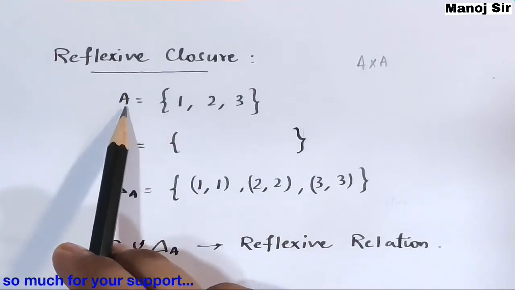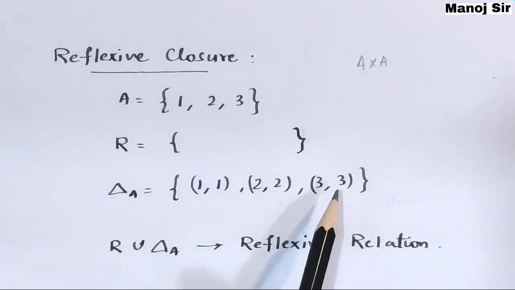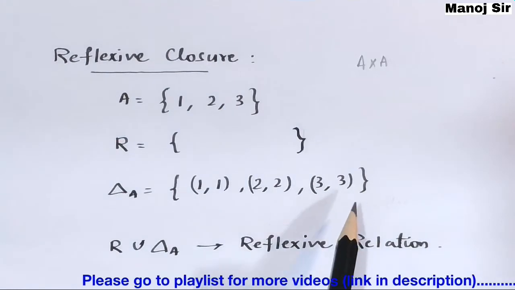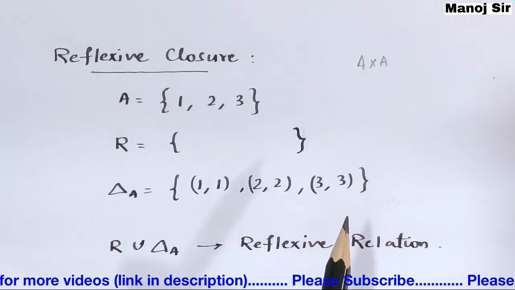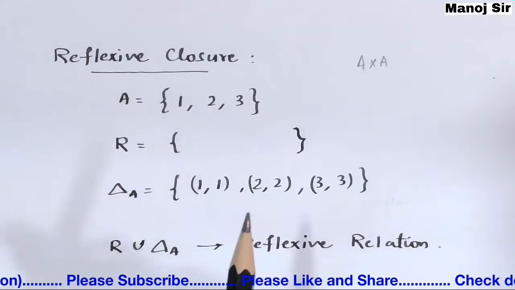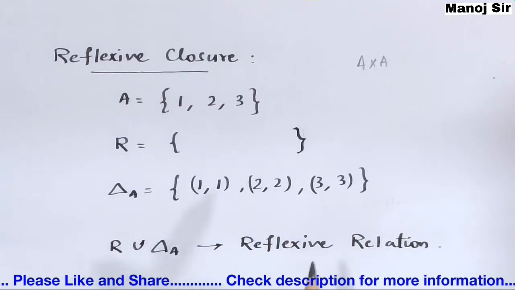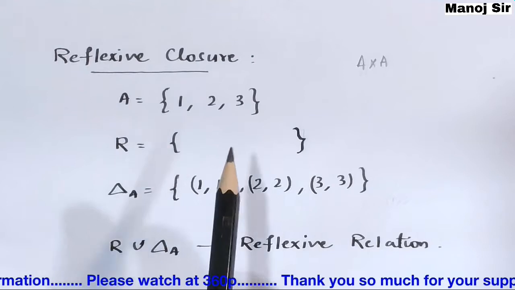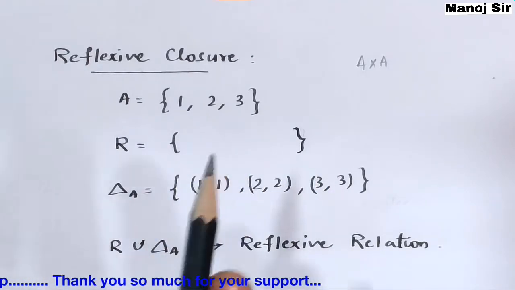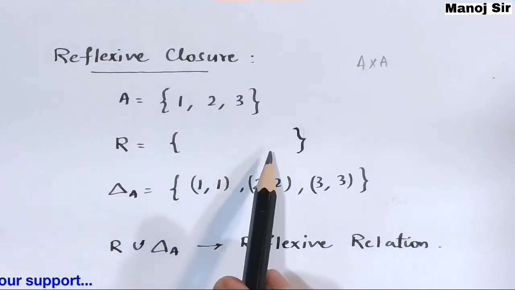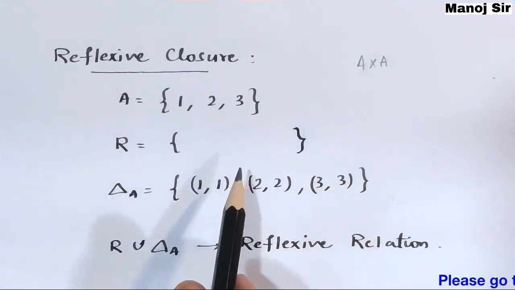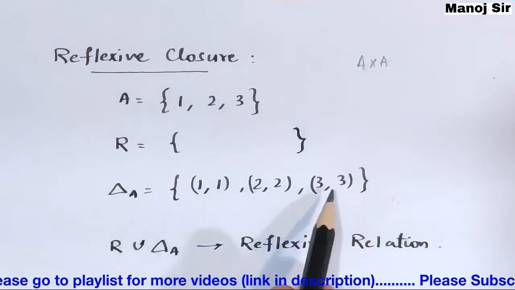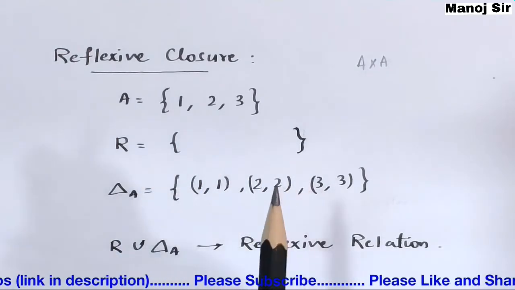Here in set A we have three elements, so up to 3 3 we will take. Had this been 4 elements, then we would have taken 4 comma 4 also. Here we have three elements, so we'll take the diagonal pairs as 1 1, 2 2 and 3 3. If any one of the elements is not present in the relation, then that relation is not reflexive relation. It doesn't matter what else is present apart from these three elements. There may be some non-diagonal pairs also, but that doesn't matter, because if these three pairs are present in that relation, then that relation is said to be reflexive relation.